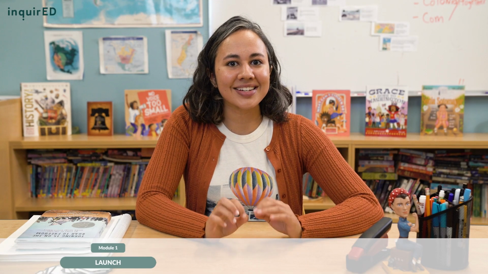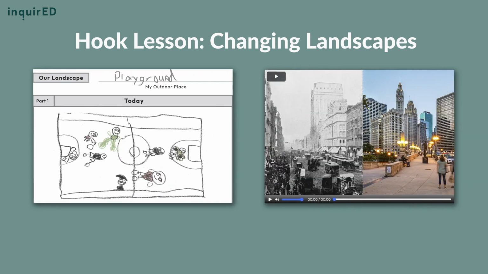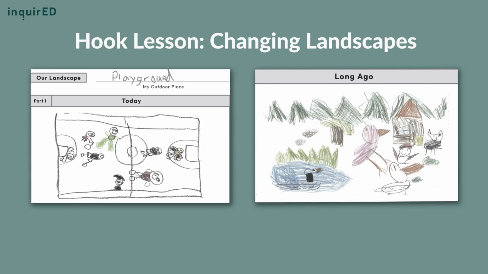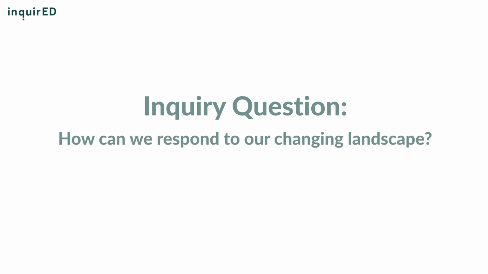The Our Changing Landscape inquiry launches with the hook lesson, Changing Landscapes. In this lesson, students will draw a local outdoor place as it is today, watch the video, Chicago, A Journey Through Time, which shows how one location has changed over time, and then draw how they imagine their local place looked long ago. At the end of the lesson, students are introduced to the inquiry question that will guide their exploration: How can we respond to our changing landscape?